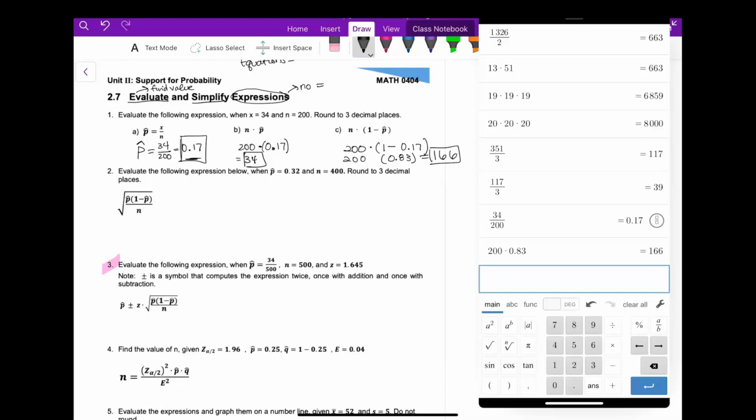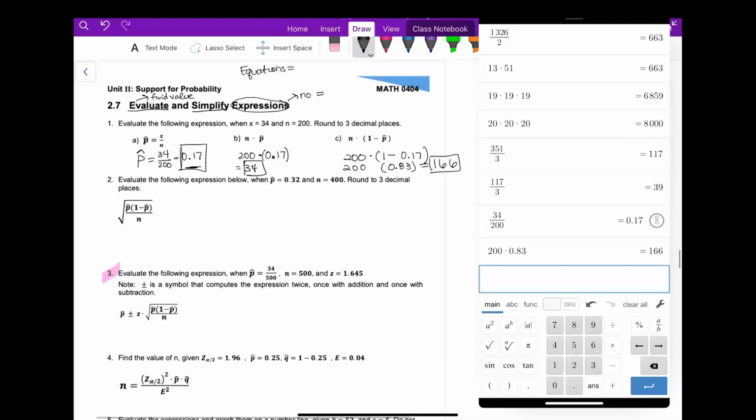I hope that you are understanding the idea of substituting the values that are given to us or using a value that was previously found to evaluate or to find the value of an expression given to us. Let's try number 2. Evaluate the following expression when p hat equals 32 hundredths and n equals 400. Round to 3 decimal places. So in this case, we have some slightly more complicated operations. So we have p hat was given to us, 0.32.